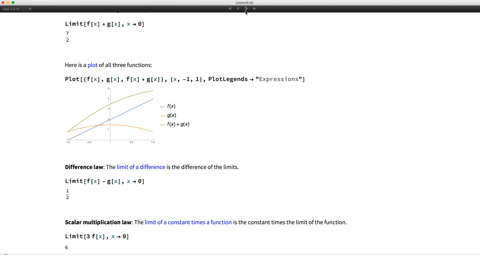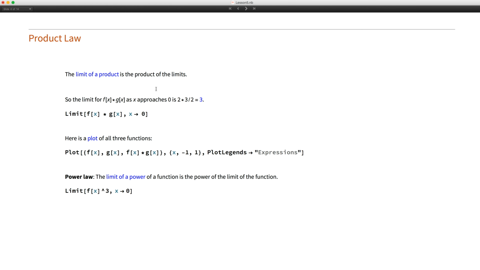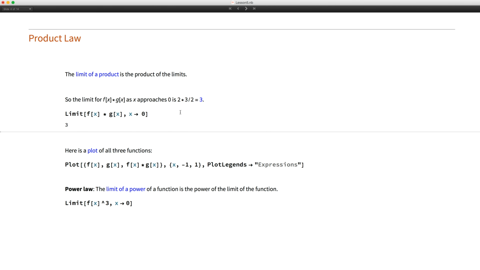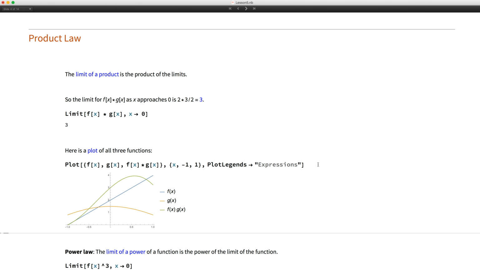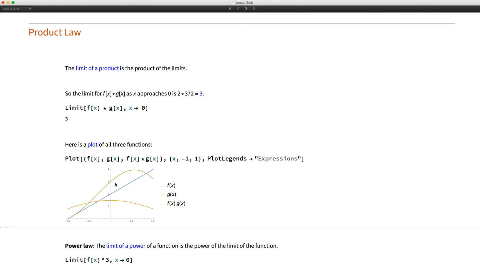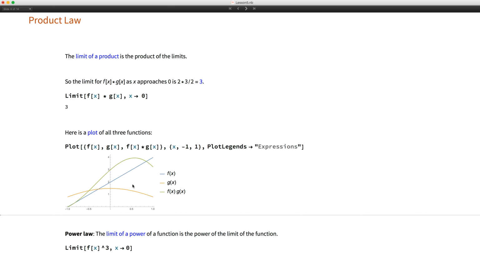And to go on, let's talk now about the product law, which says that the limit of a product is the product of the limits. So for example, if you want to find the limit of f times g, it's just going to be 2 times 3 over 2, that's 3. And you can check that with limit and get back just the same answer. So here's a plot of all the three functions, f, g, and f times g, and you can see quite clearly that the limit of f times g is 3, exactly as we said early on.